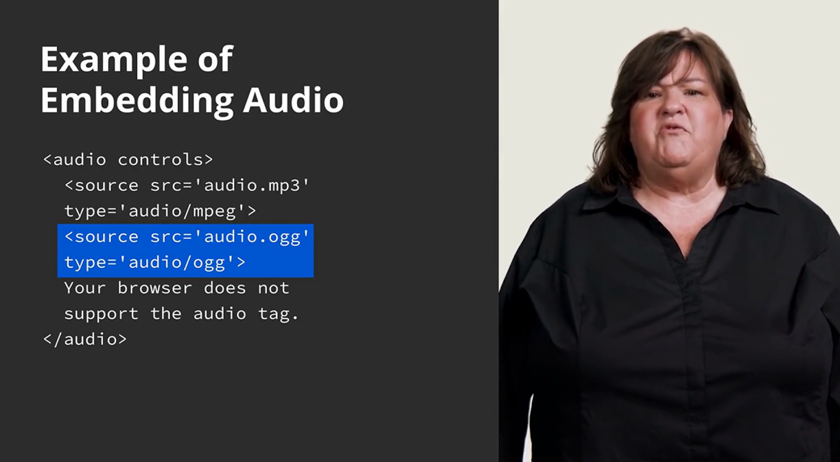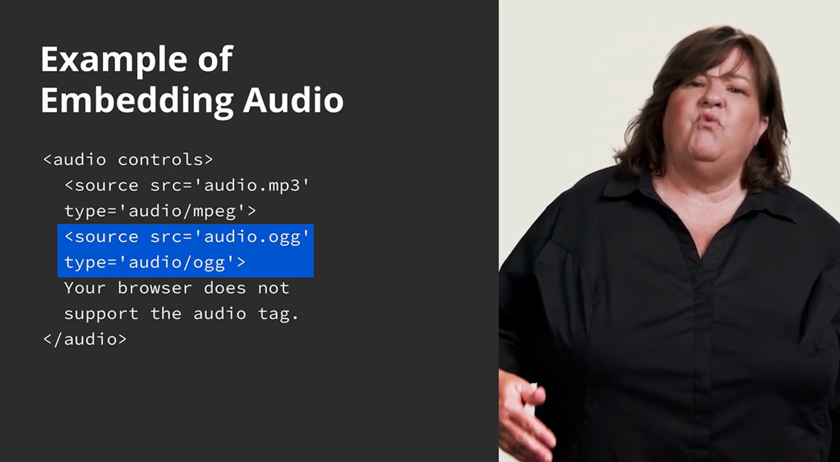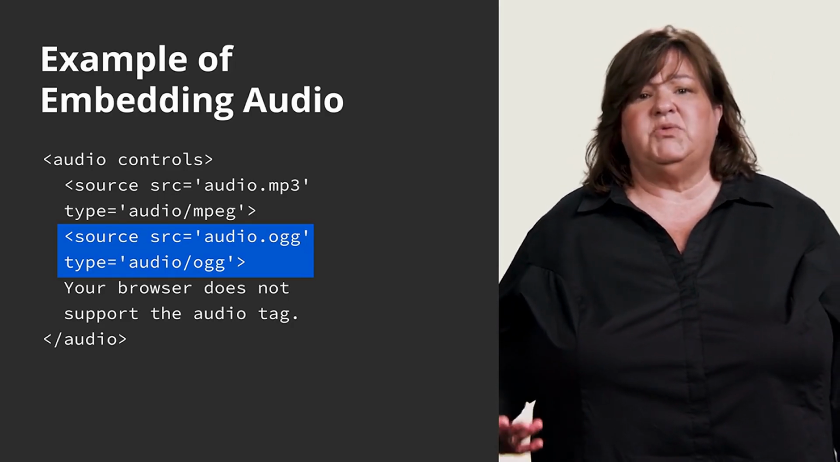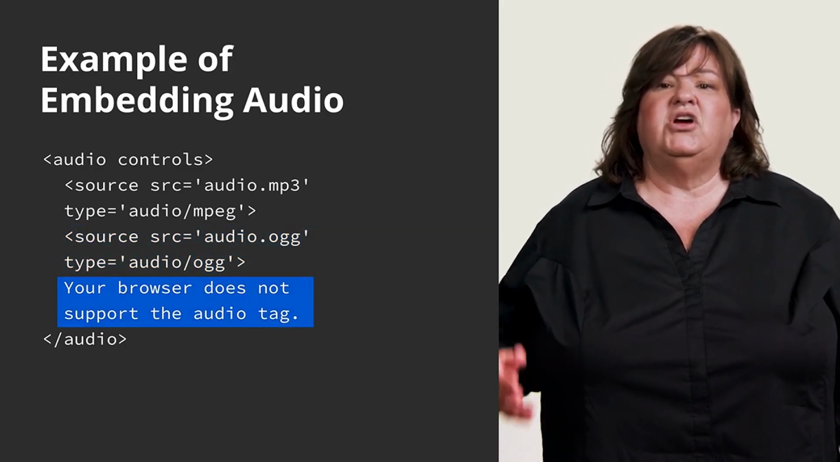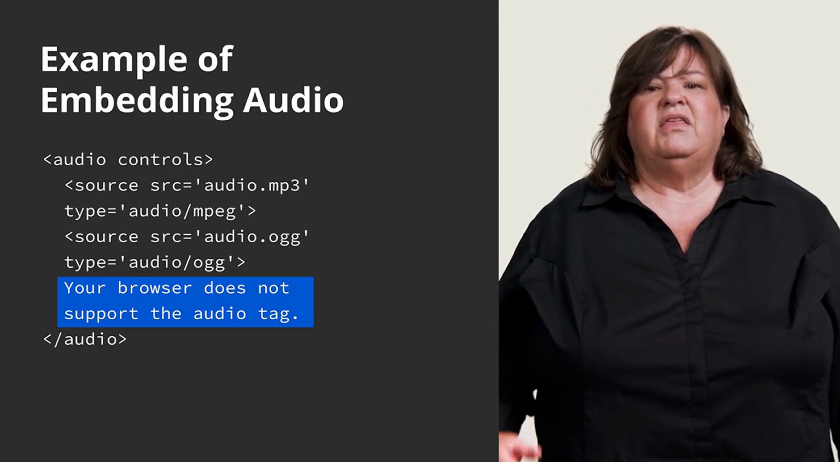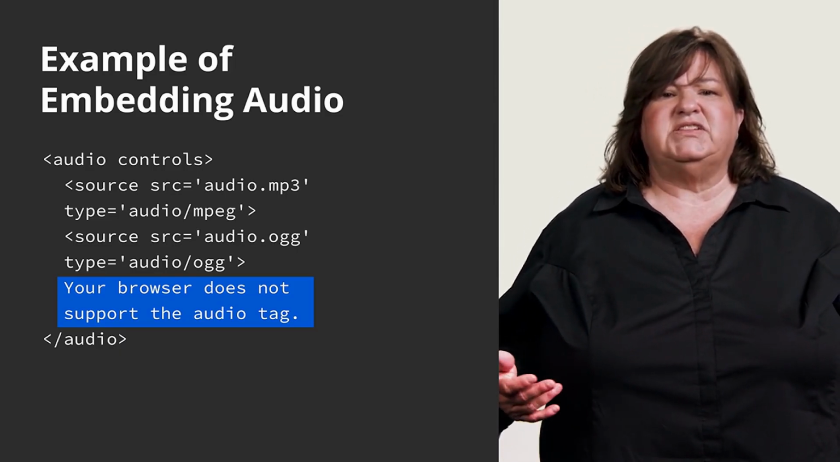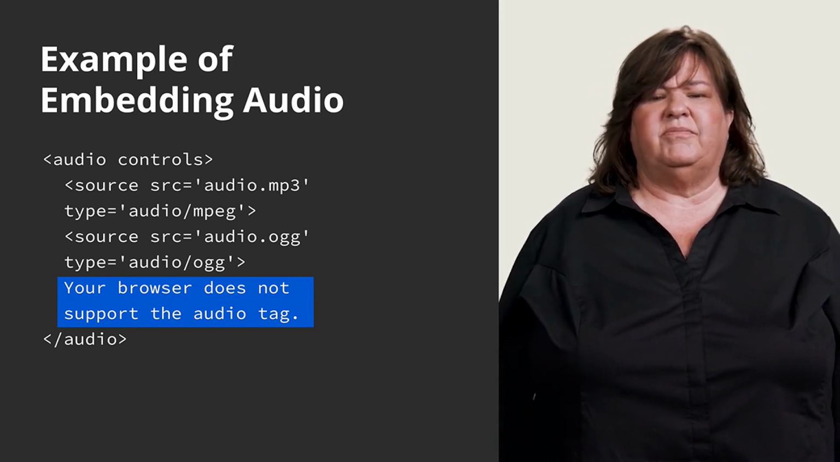By providing multiple formats, we ensure that audio can be played across different browsers. If one format isn't supported, the browser will automatically try the next. Finally, we add the fallback text, your browser does not support the audio tag. This text will appear if the browser doesn't support the audio element, ensuring the user is aware of the issue.